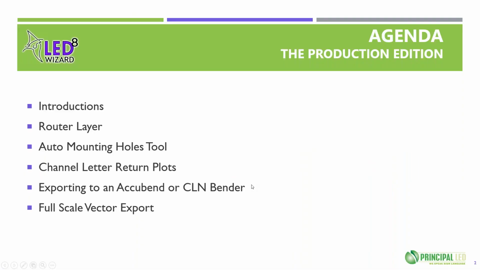This is the agenda, and the production edition has really 5 elements, and this is what we'll focus on today. The router layer, the auto mounting holes tool, the channel letter return plots, exporting to an automated bending machine like an AccuBend or a CLN bender, and then in a general sense, full-scale vector export. So those are the topics.